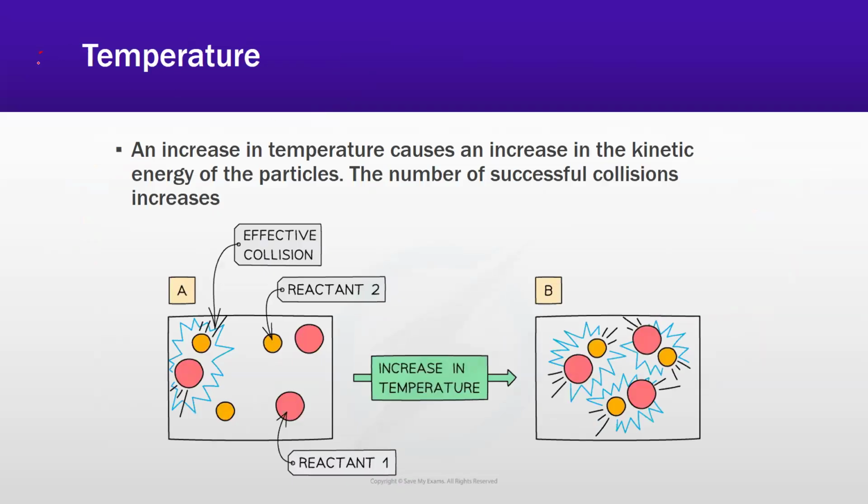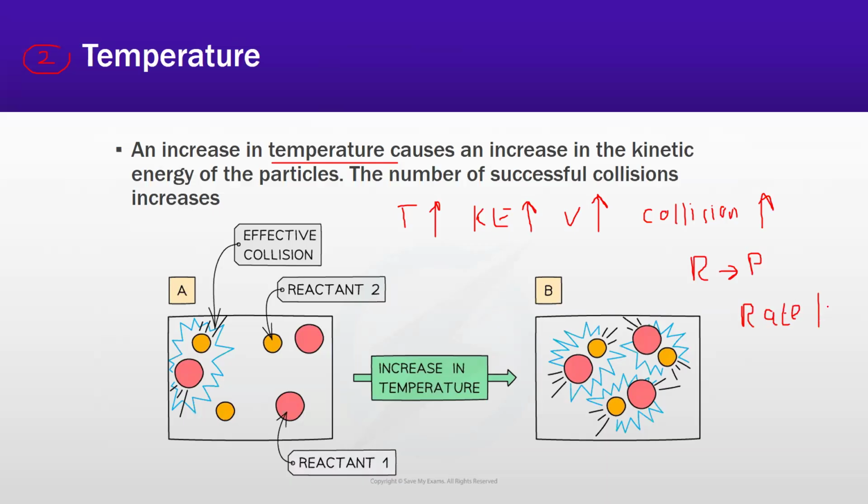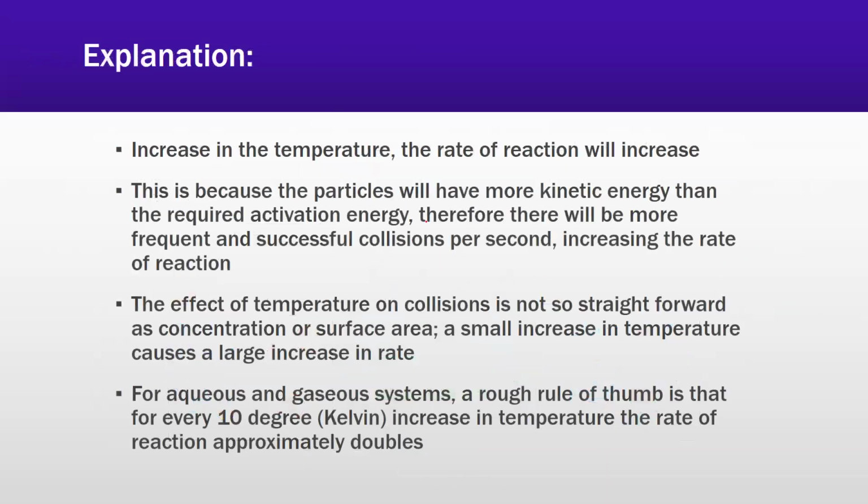Temperature से क्या effect पड़ता है? The second factor, temperature. An increase in temperature would do what? It would increase the kinetic energy. When kinetic energy increases, the velocity or the speed of the particles would increase. When their speed increases, the number of collisions will also increase, which means that more reactants would be converted into products, and that means that yes, the rate of reaction will also increase.